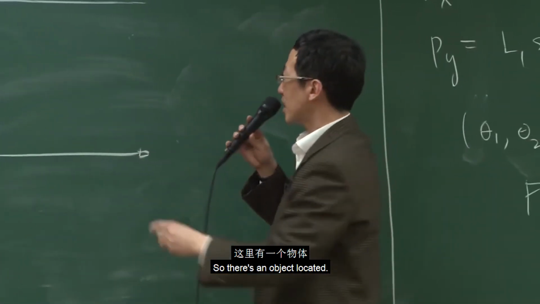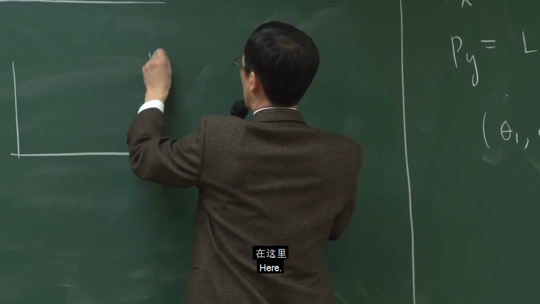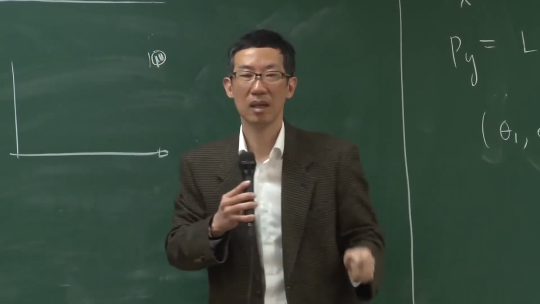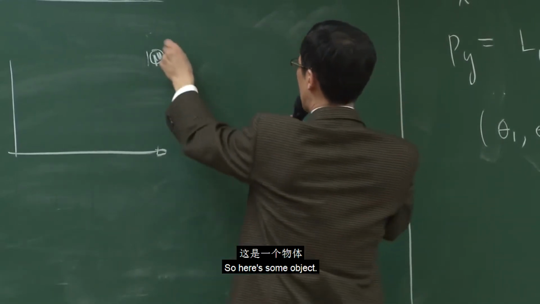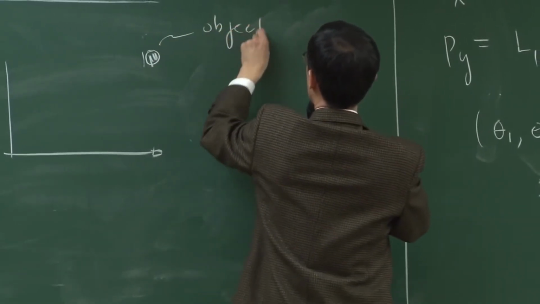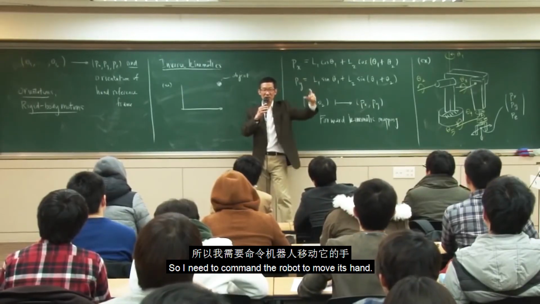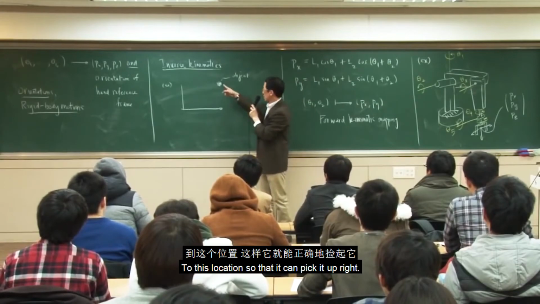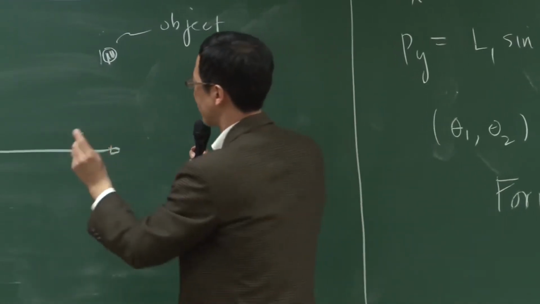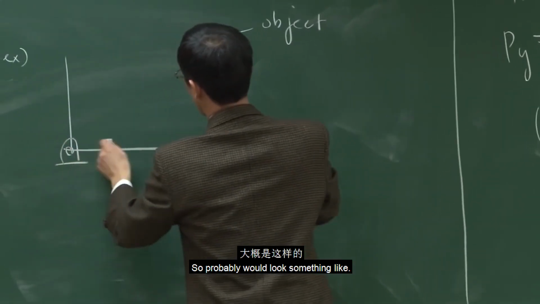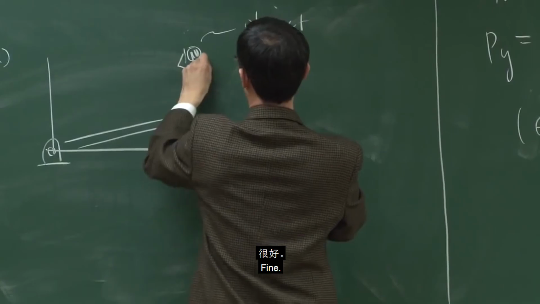So there's an object located here. I want the robot to pick it up. So here's some object. So I need to command the robot to move its hand to this location so that it can pick it up, right? So it probably would look something like that.